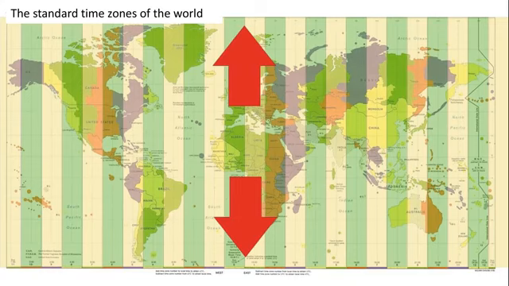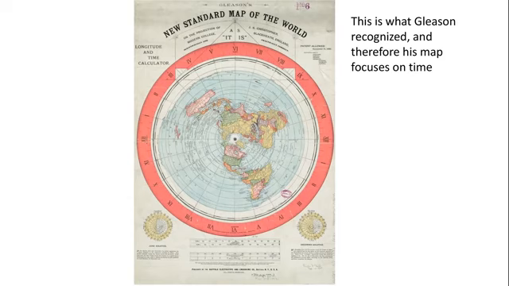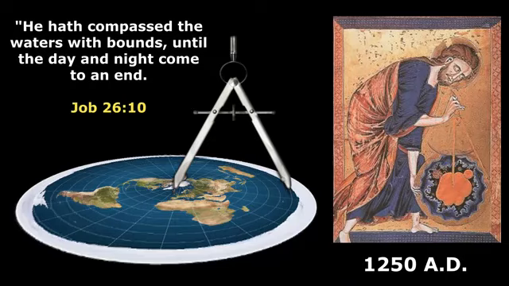model. Let's now put the pieces together on the Gleason's AE map and see how it all fits perfectly as a divine clock. Scripture supports the notion that Earth has a circular shape. Job 26:10 reads, "He hath compassed the waters with bounds, until the day and night come to an end." This is a 13th century painting showing the Creator using a compass to form the shape of the Earth.